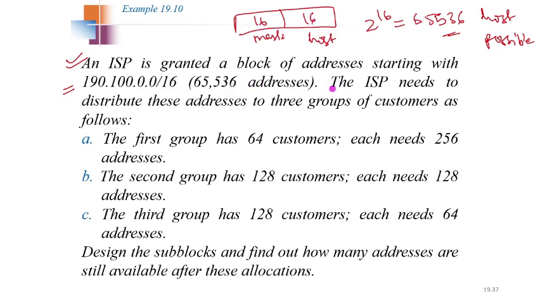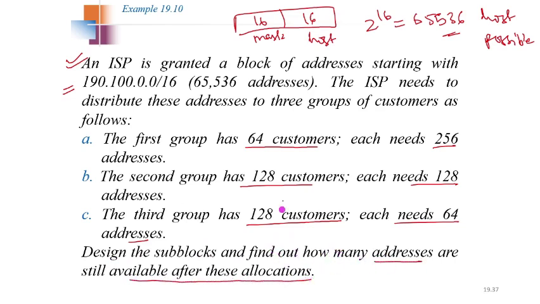Here the ISP needs to distribute these addresses to 3 groups of customers as follows. The first group has 64 customers, each needing 256 addresses. The second group has 128 customers, each needing 128 addresses. The third group has 128 customers, each needing 64 addresses. So design these sub-blocks and find out how many addresses are still available after these allocations. So we need to find out, after allocating the addresses to these customers, what are the remaining addresses out of 65,536 addresses.